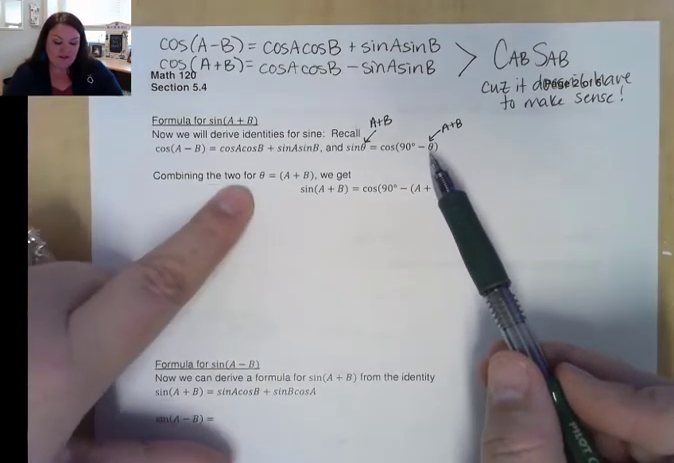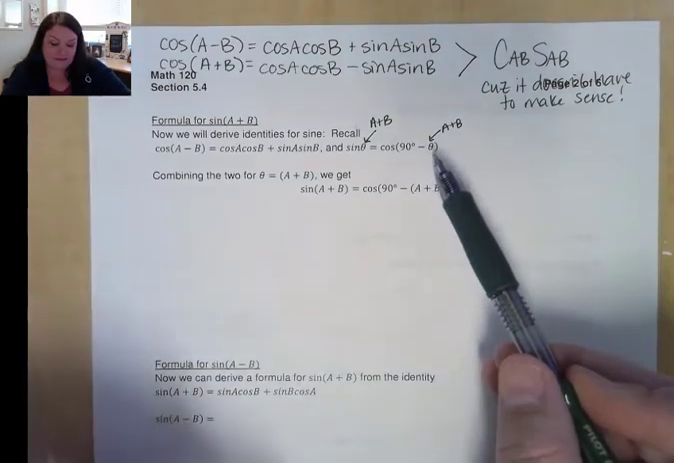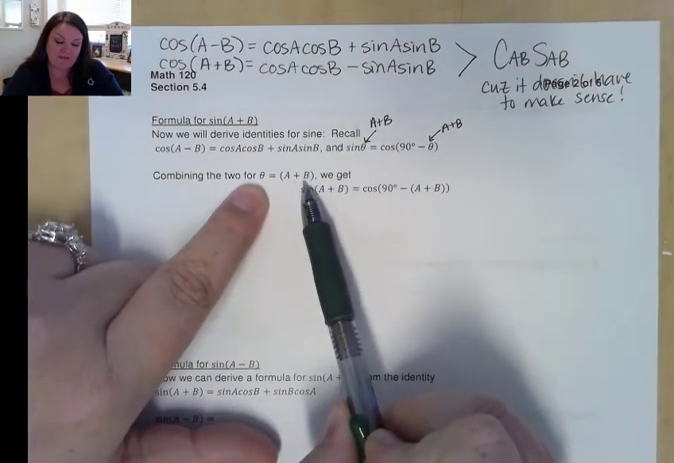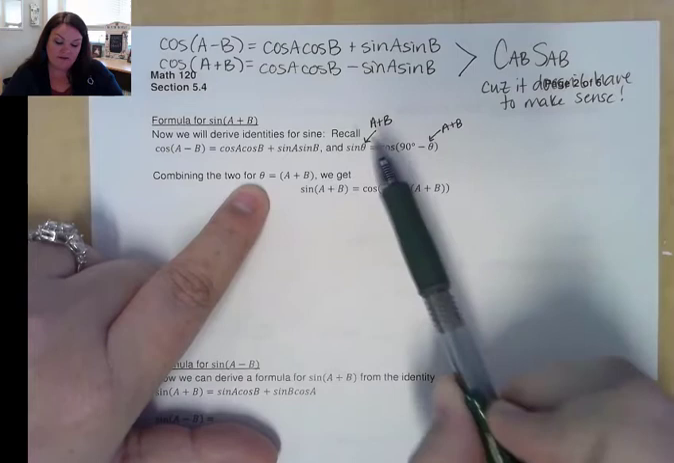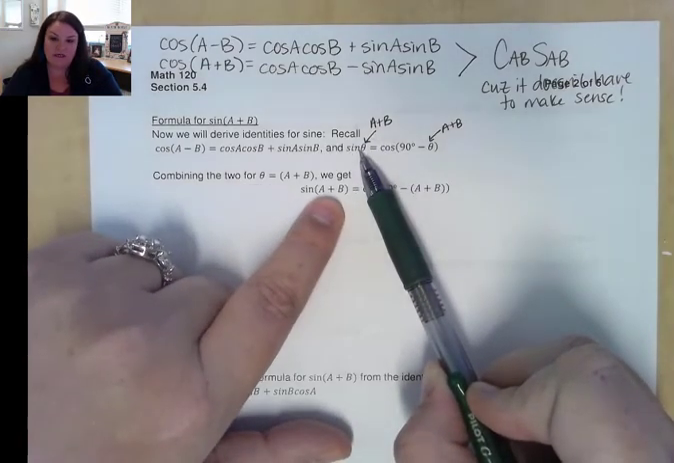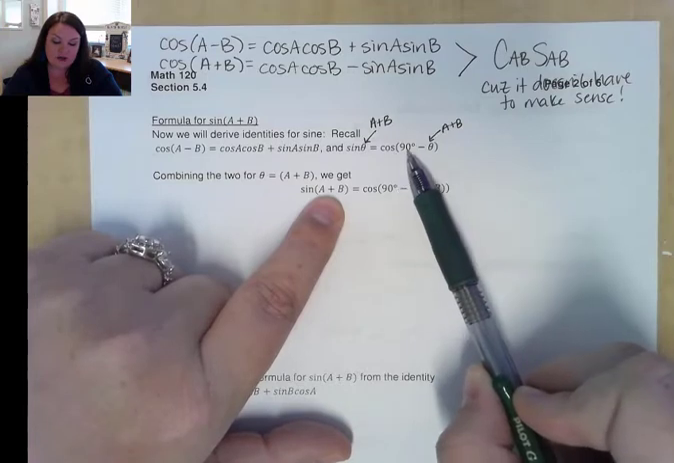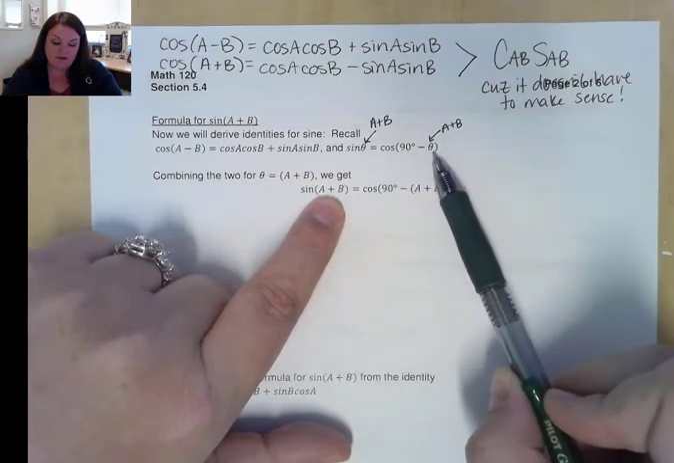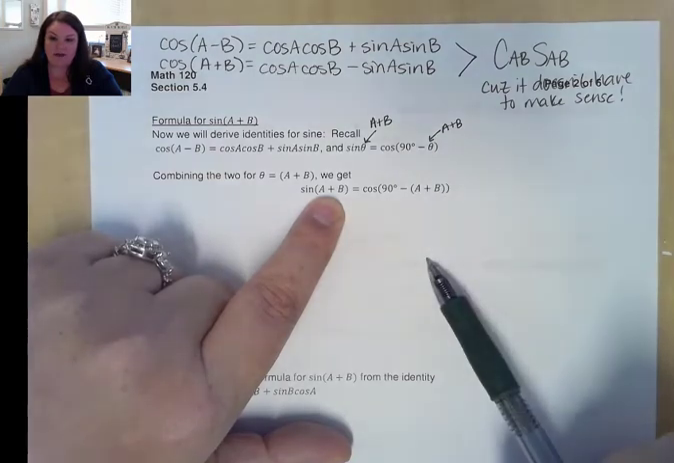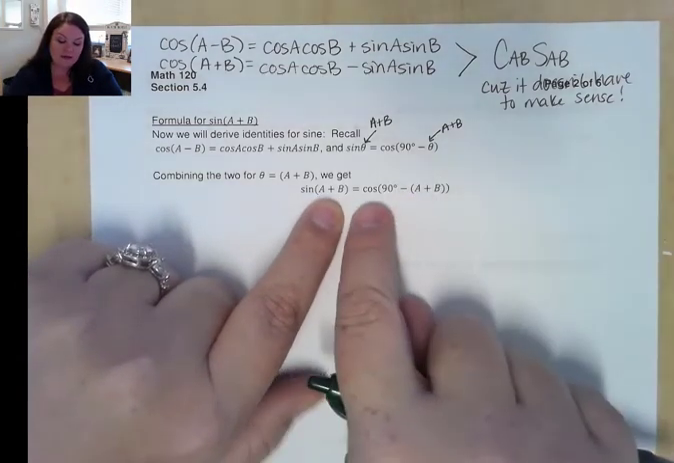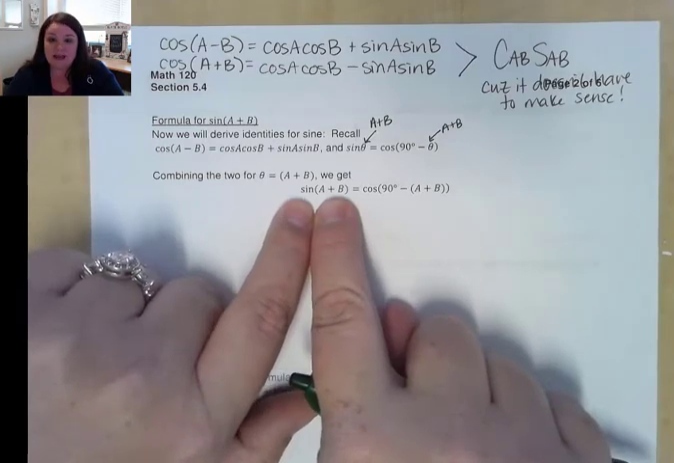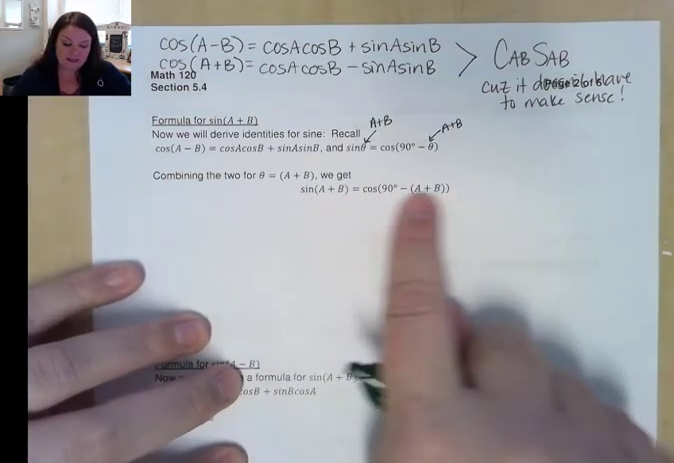If we combine the two, and I am choosing specifically to put a plus b in for theta, then what I end up with is sine of a plus b, which we have for us here, is equal to cosine of 90 degrees minus a plus b. Okay, so I want to see if from this I can derive a formula for sine of a plus b. So let's look at this slide.